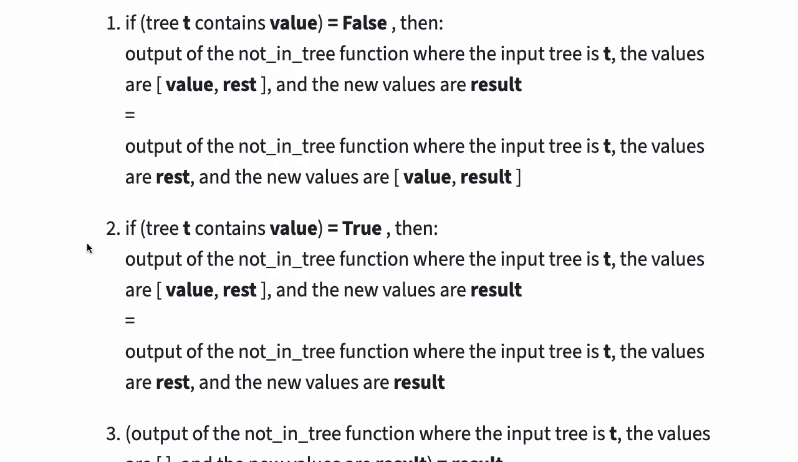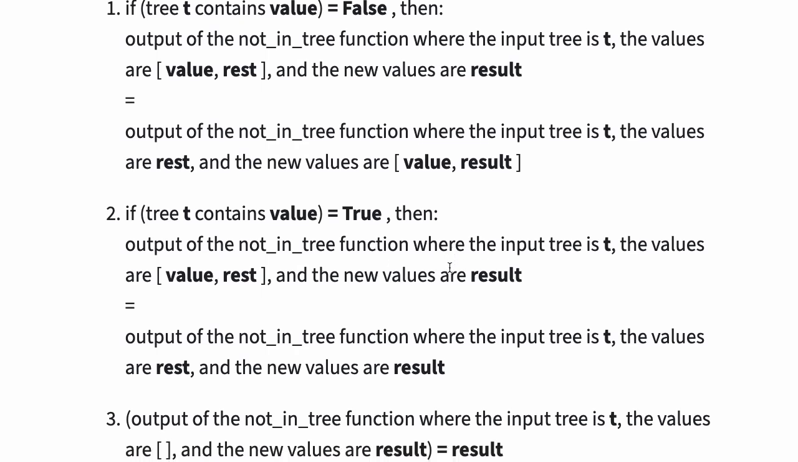Property 2 says that if the tree T does contain the value, then the output of the same function, where the values are value, rest, and the new values are result, is equal to the output of the function, where the values are rest, and the new values are result. Notice that value has been popped, but it did not get pushed to the new values. Property 3 says that the output of the function, when the values are empty, is simply equal to the result.